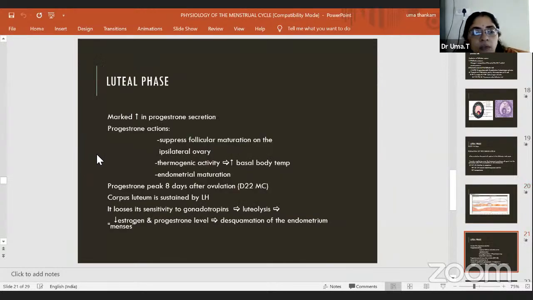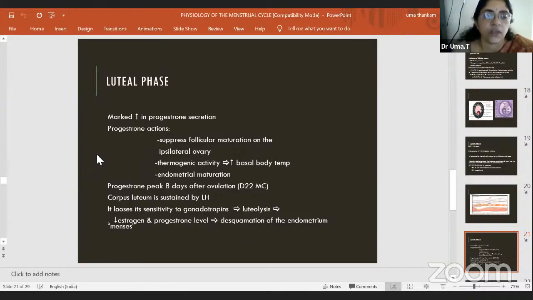So in the luteal phase, there is a marked increase in progesterone. Progesterone action suppresses the follicular maturation of the ipsilateral ovary. It causes thermogenic activity and increases the basal body temperature. This is another test which we use to see if the woman is ovulating or not. If a woman is not able to understand whether she is having regular ovulation, or if she wants to time her ovulation for fertility, she can measure her body temperature first thing in the morning before getting out of bed. As soon as she ovulates, there will be an increase in the basal body temperature, which is suggestive of ovulation.